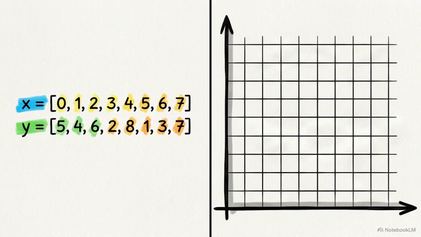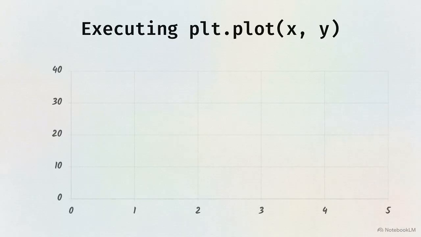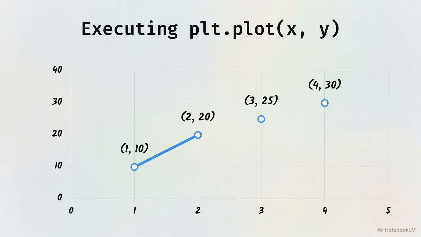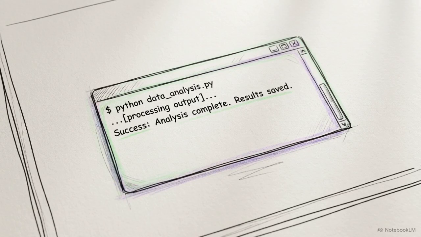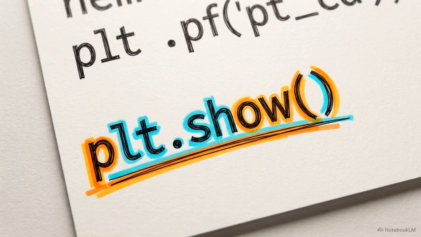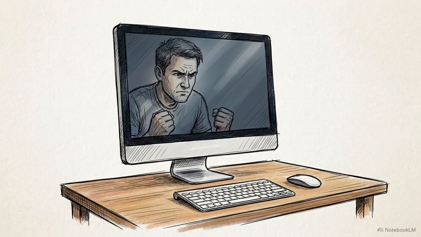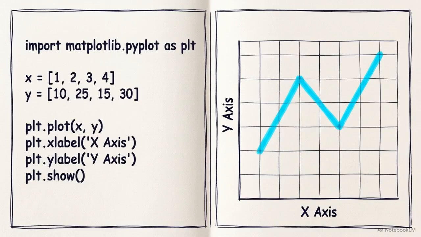With the data structured, we can instruct Python to plot it. Typing plt.plot(x, y) tells matplotlib to map out these pairs and draw a continuous trend line connecting them. However, generating the chart in the background is only half the process. You must add the execution command plt.show(). Without this line at the end of your script, the chart remains in the computer's memory and won't appear on your screen. Run the script.